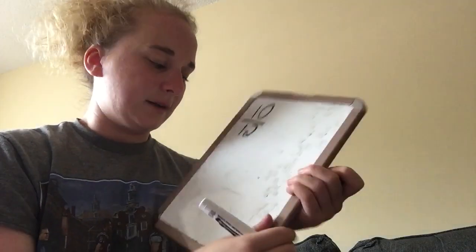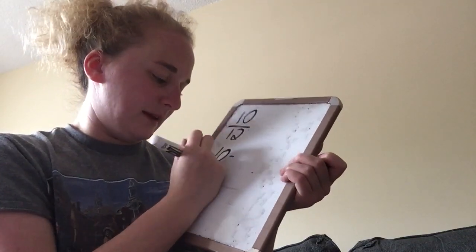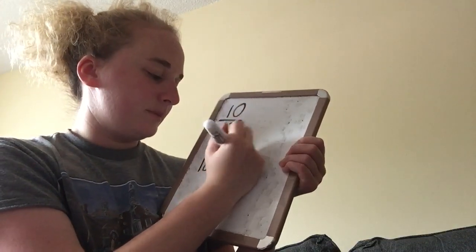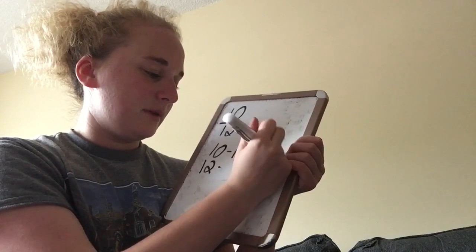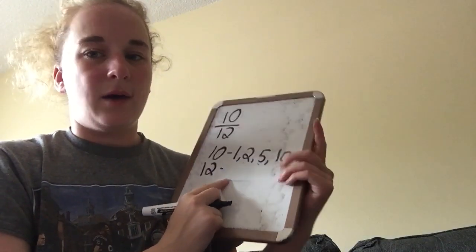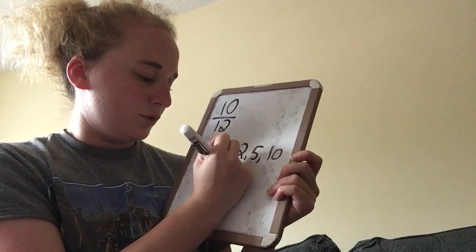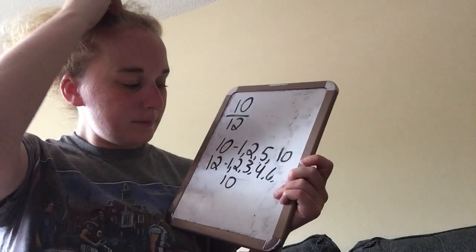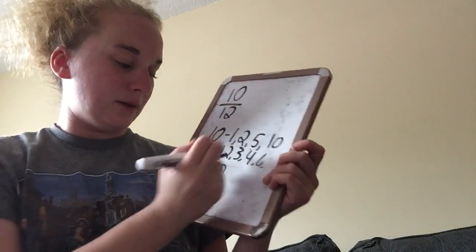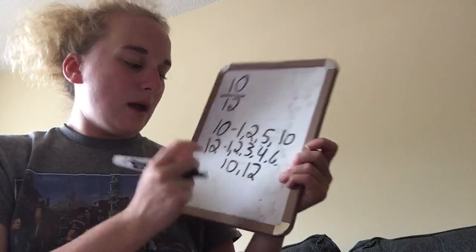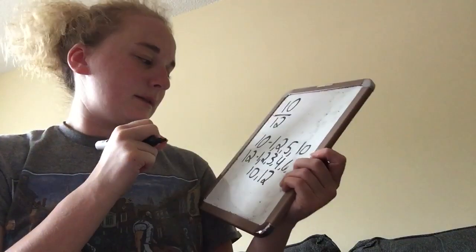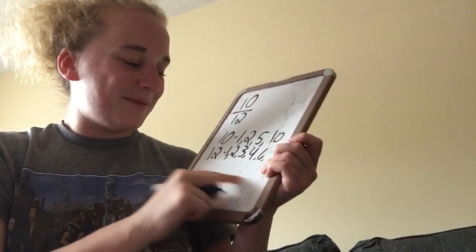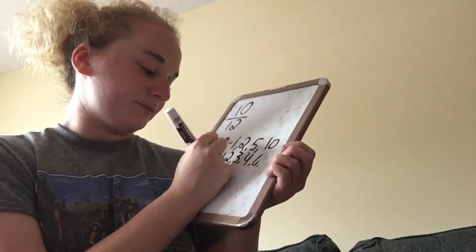And I'm going to list the factors. Once again, you guys are great at listing factors. For factors of 10, I have 1, 2, 5, and 10. For 12, I have 1, 2, 3, 4, 6, and 12.